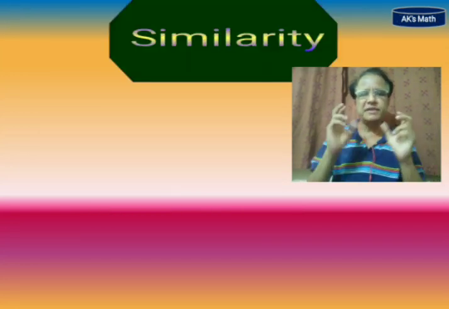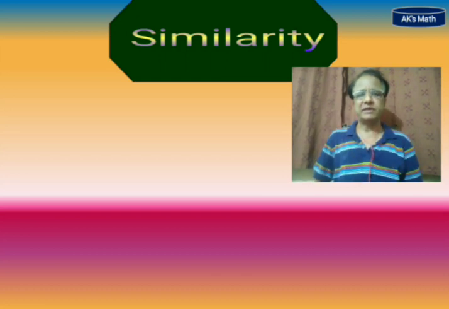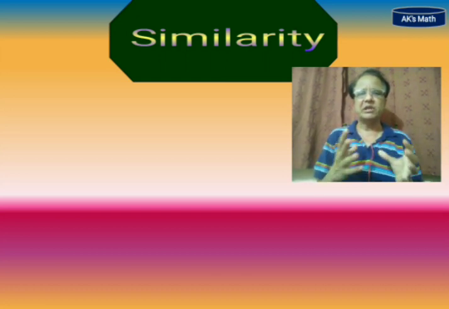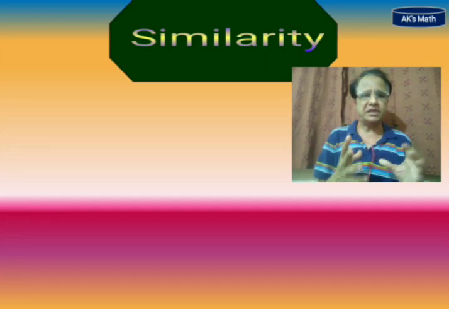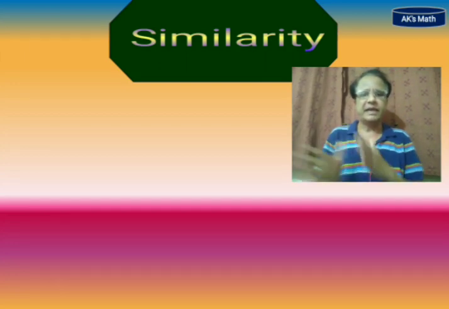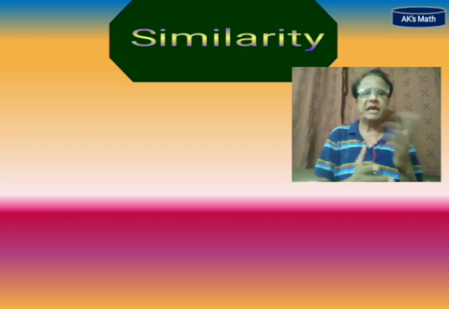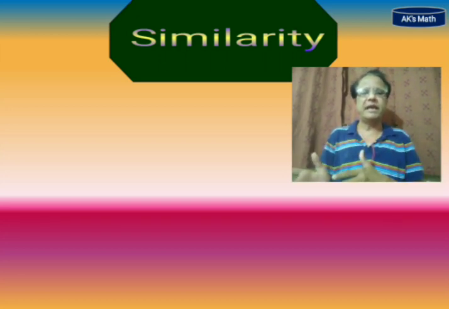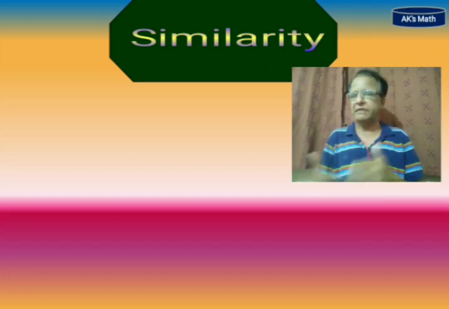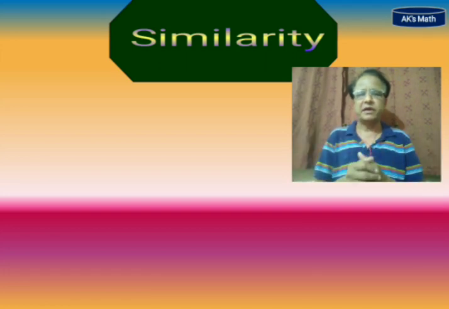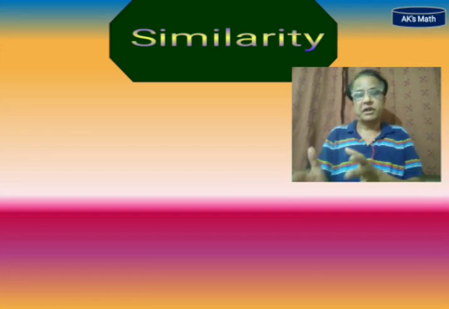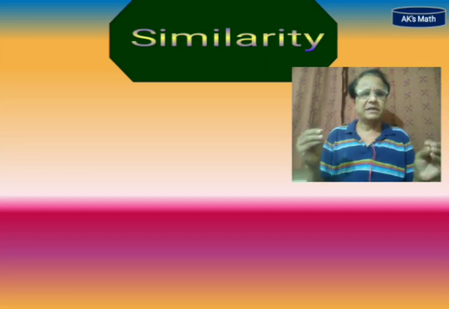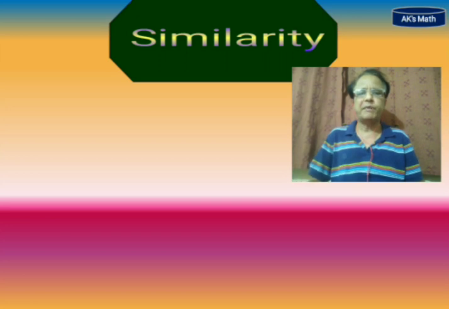Now, similarity. What is similarity actually? Similarity means that we have the corresponding elements: AB is related with PQ, BC is related with QR, AC is related with PR. At the same time, angle A is related with angle P, angle B is related with angle Q, angle C is related with angle R. By that correspondence, if the corresponding elements satisfy certain conditions, then we can say that these two triangles are similar. Similar means they have to pass certain conditions.